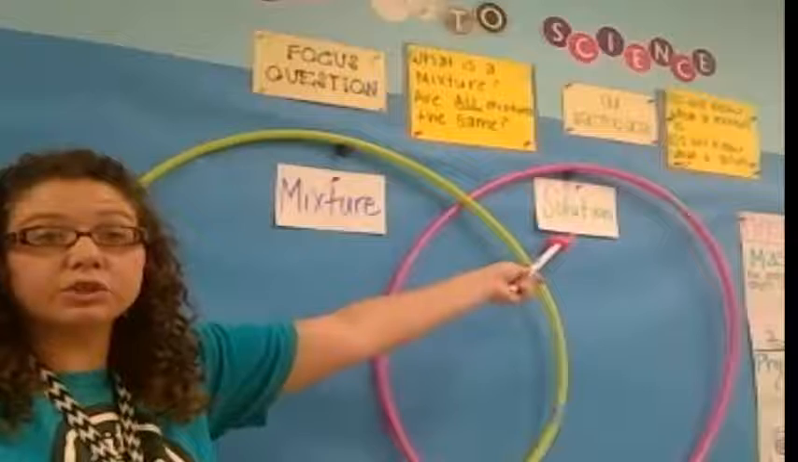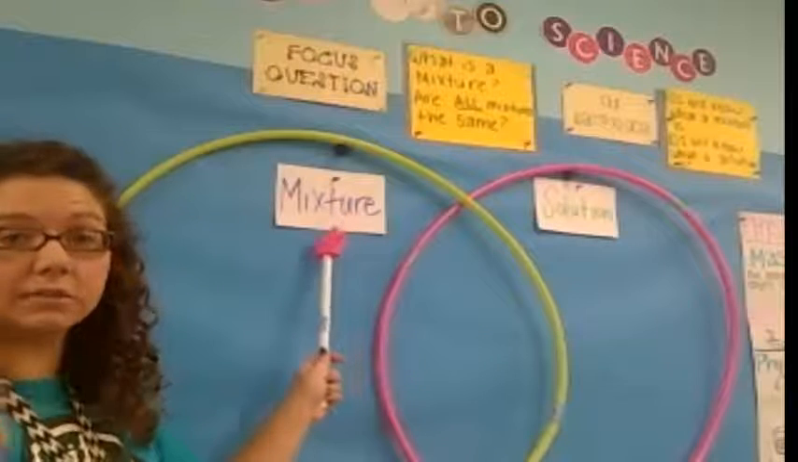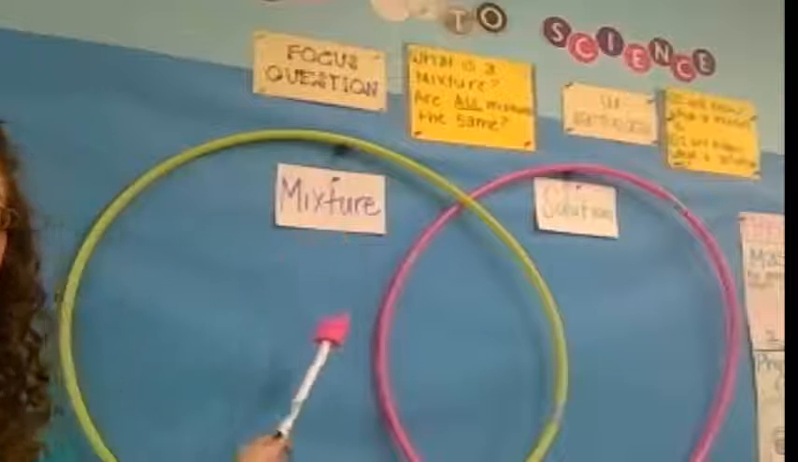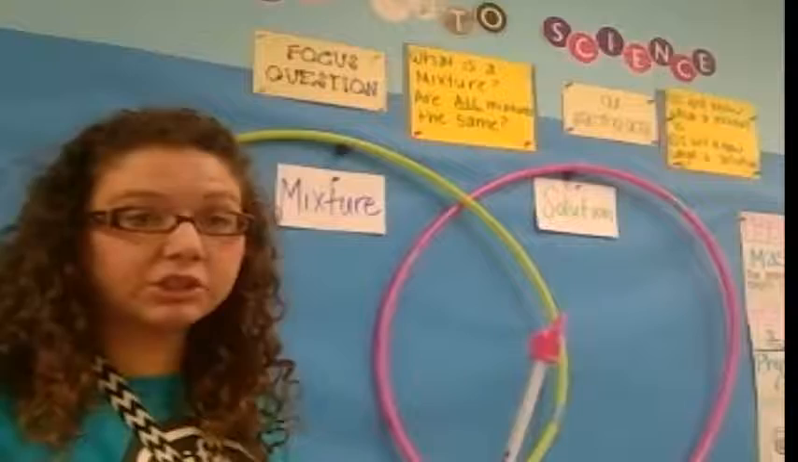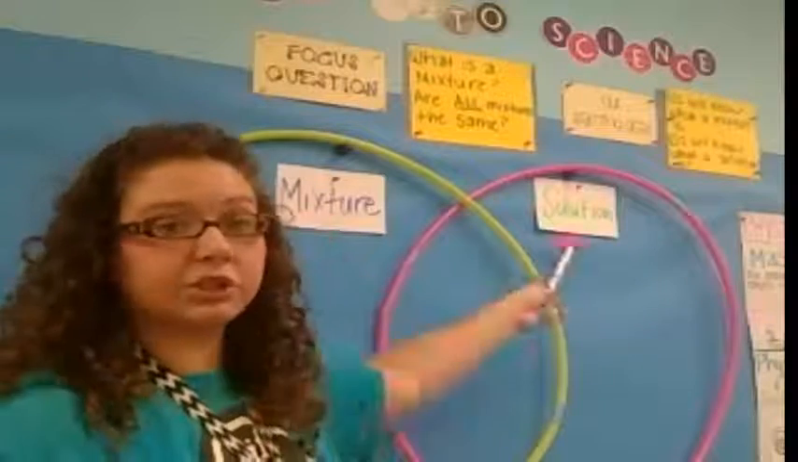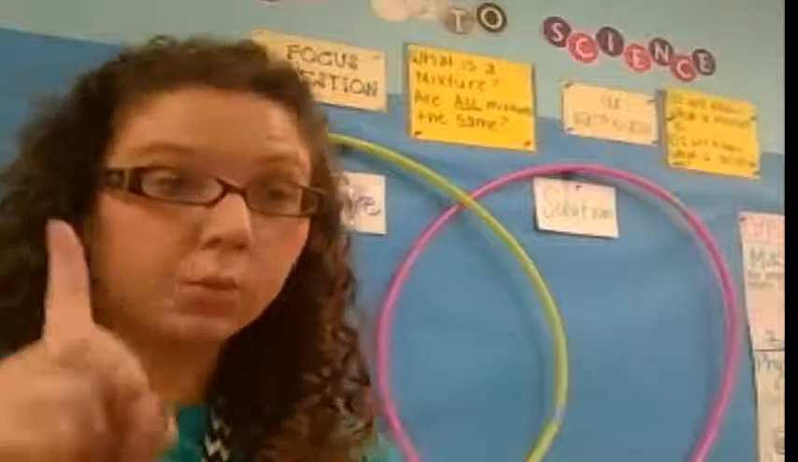Okay? A solution is still a mixture because I'm still combining two things, but it's a special. Okay, that S stands for special. It's a special type of mixture known as a solution because one substance, one ingredient dissolved into the other part. So that's what makes it special.